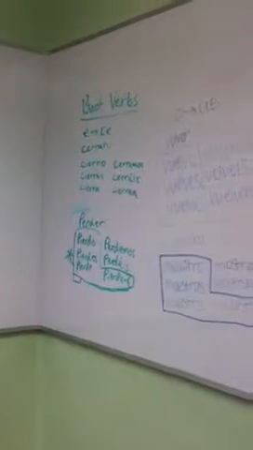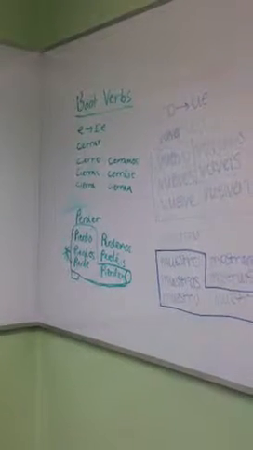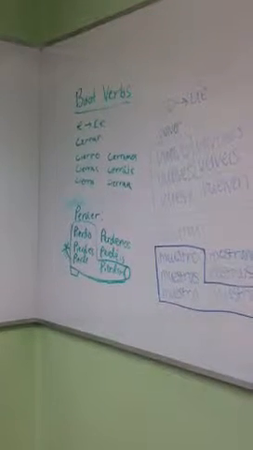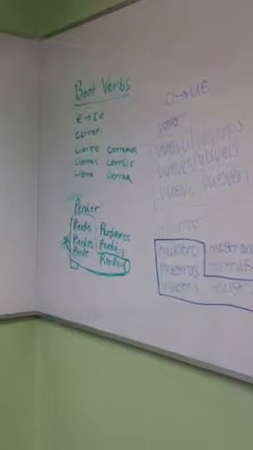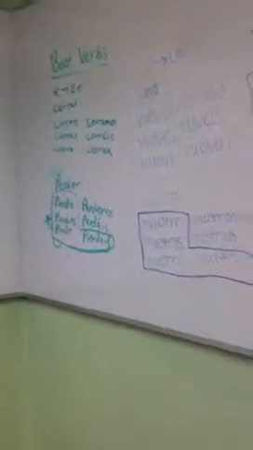Now, if we take a look over here, the boot verbs that change from E to IE are cerrar, which changes to cierro, cierras, cierra, cerramos, cerráis, and cierran. And for perder, it becomes pierdo, pierdes, pierde, perdemos, perdéis, and pierden.